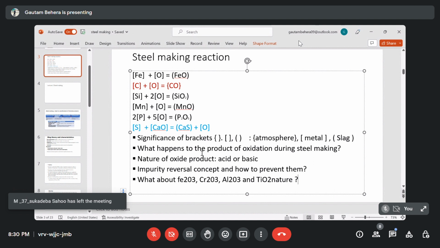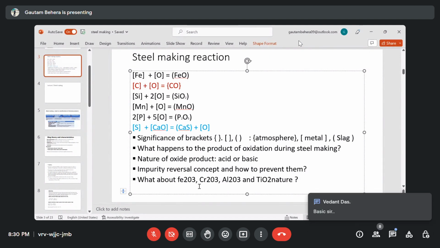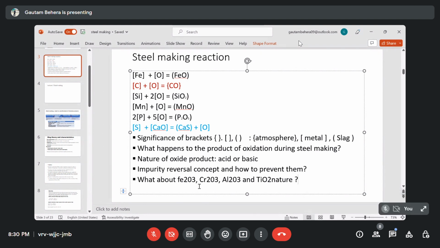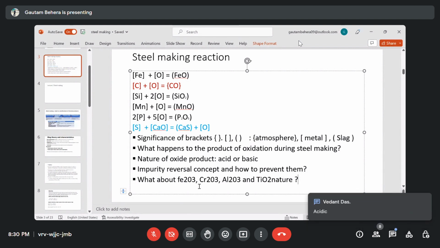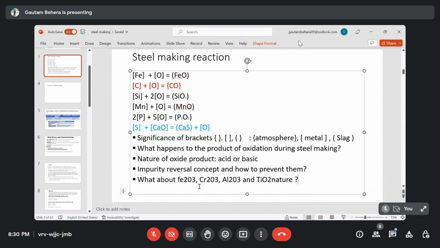So now, can you tell me about the nature of this? Can anybody tell me about Fe2O3, Cr2O3, Al2O3? What will be the nature? Whether they are acidic or basic? If you remember, SiO2 is acidic or basic? Acidic, right? And P2O5 is acidic. Very good. And what about FeO and MnO? Basic. Very good. So can you tell me about Fe2O3, Cr2O3, Al2O3?